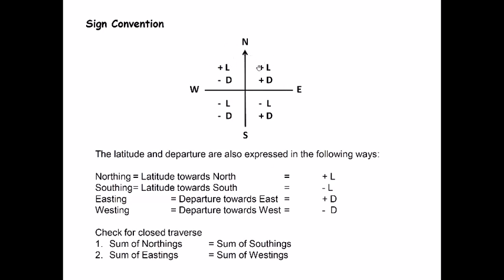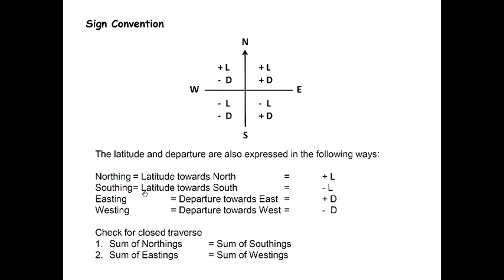So latitude, as discussed before, is positive in the north and negative in the south. Departure is positive in the east and negative in the west. So combined, you get the sign for latitude and departure. And if you're using azimuths, you get them automatically. If you're using bearings, then you have to apply your own sign with the value.